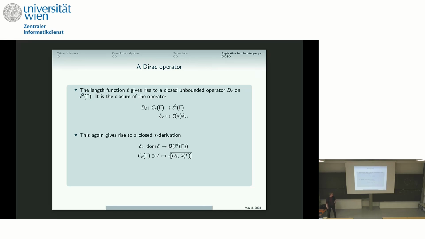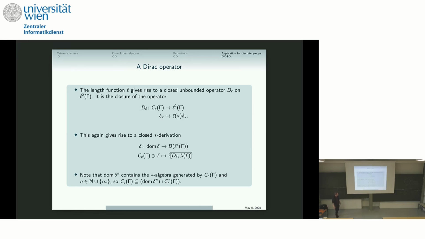I'll take f in C_c of gamma, which is really the only thing we're going to care about, and send it to lambda of f, the left regular representation. I'll then take the commutator with D_L, and what I get is an operator which is not necessarily everywhere defined, but it is extendable to a bounded operator. So I take the closure of this. For the purposes of having a star derivation, this is really of no matter, but let's be consistent: I'm also going to multiply by i, the imaginary unit. If you don't do this, you get an anti-star derivation, and your life's still fine, but let's be consistent with the earlier slides.